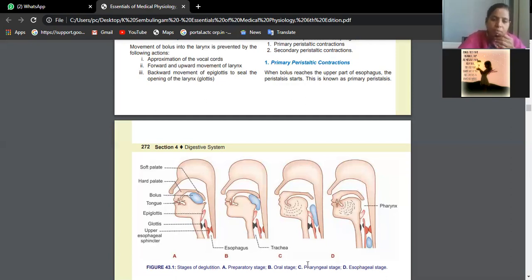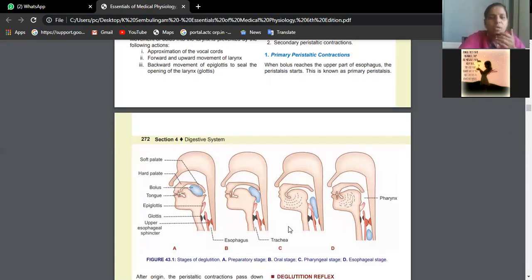So in the pharyngeal stage, what we are seeing, the epiglottis is falling backwards and closing the laryngeal inlet and allowing the food bolus to enter only into the esophagus. And in the pharyngeal stage, we are also finding the relaxing of the upper esophageal sphincter. In the esophageal stage, you will see the bolus is moving downwards. That means the food bolus is now ready to move towards the stomach. So the upper esophageal sphincter closes. So this is the mechanism of deglutition.